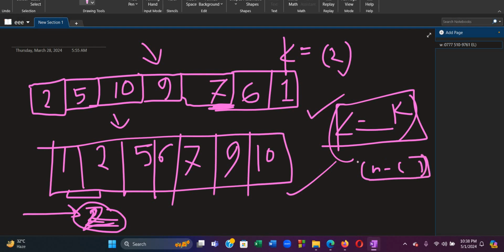What does this number actually signify? It means the minimum number of erasing elements, the minimum number of elements that you are going to be erasing from the array, right?